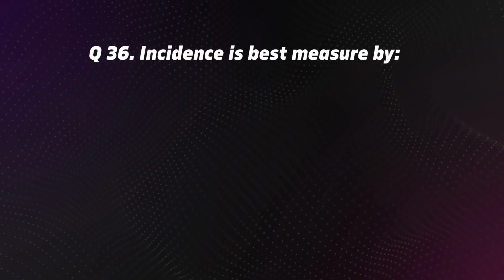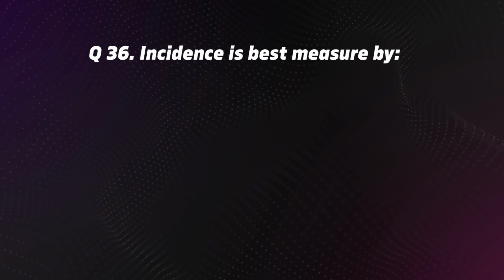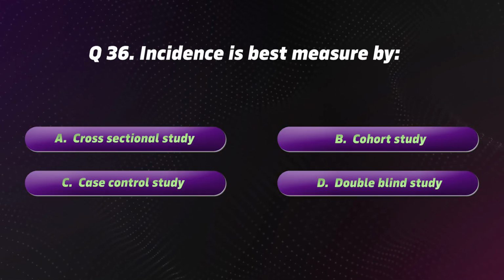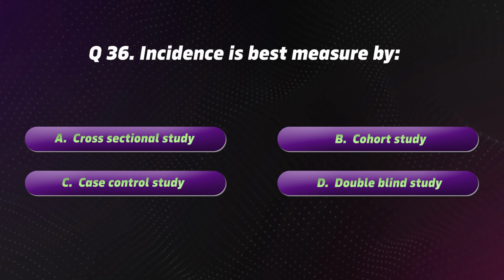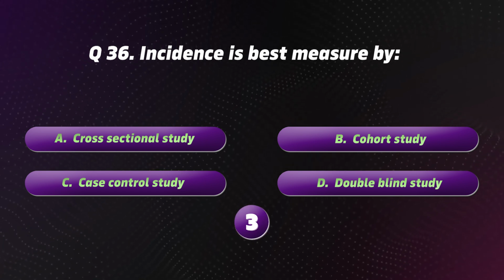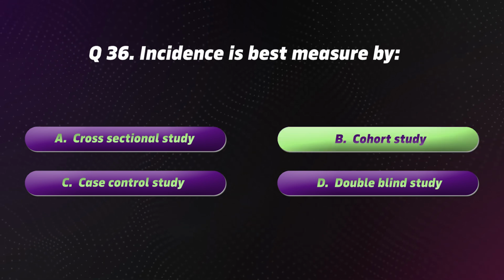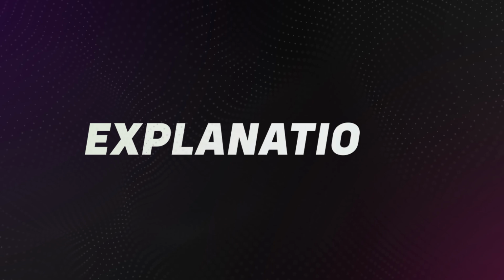Question 36. Incidence is best measured by. Here are the options. A. Cross-sectional study. B. Cohort study. C. Case control study. D. Double-blind study. And the correct option is B. Cohort study. Here is the explanation.